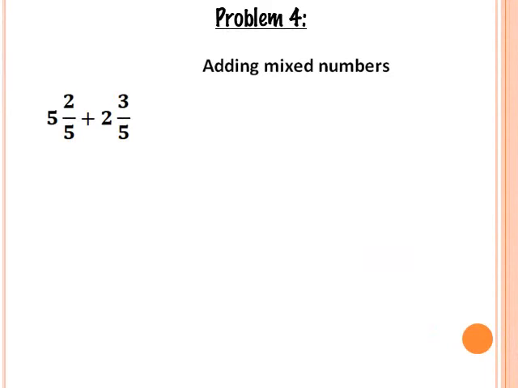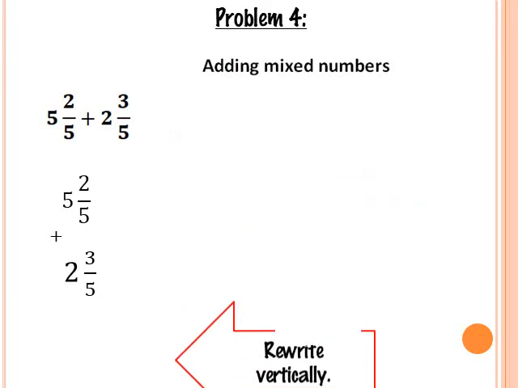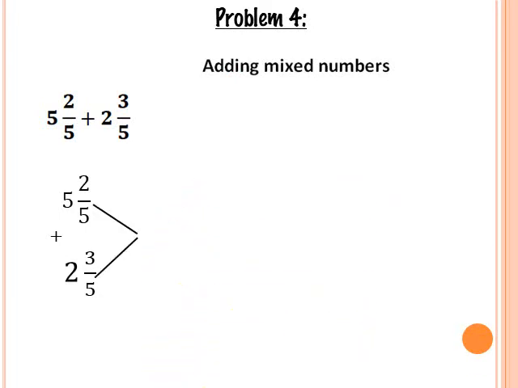Problem number 4, we're going to be adding these two up. I noticed that both of my denominators are the same, so now all I need to do is rewrite it vertically. 5 and 2/5 plus 2 and 3/5. First thing I'm going to do is add the whole numbers first. 5 plus 2 gives me 7. And then when I add my 2 and 3, I get 5/5. So my answer is going to be 7 and 5/5.